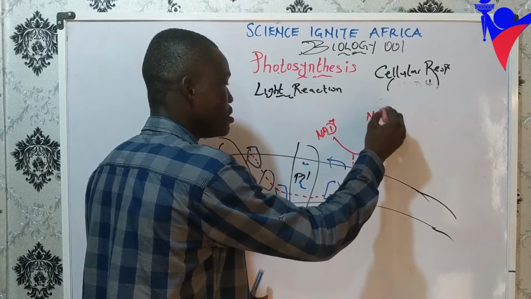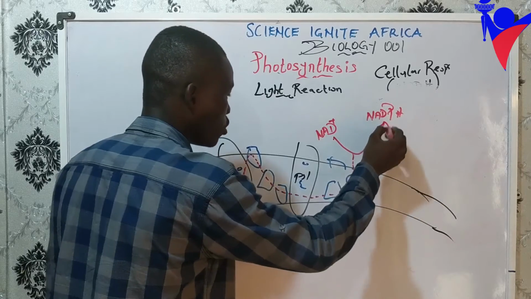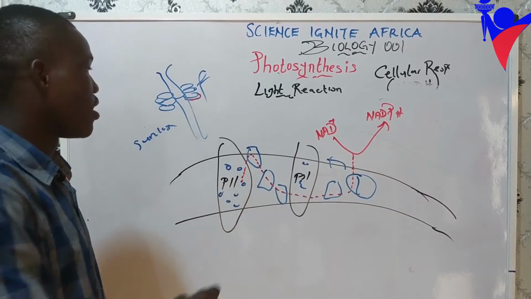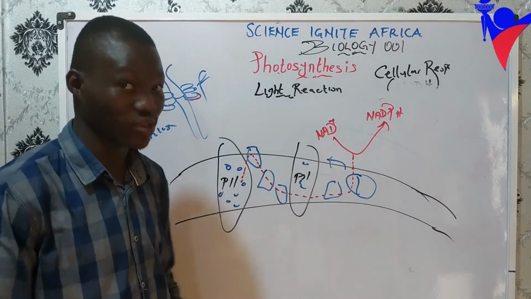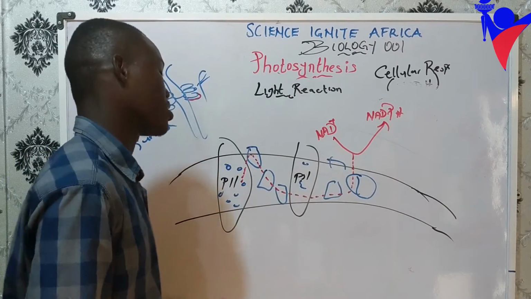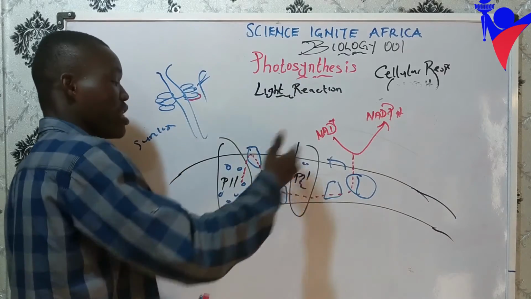NADPH. Wow. We have converted what? Light energy into what? Chemical energy. So you understand how that conversion occurs. Pass through the system, it is being energized.